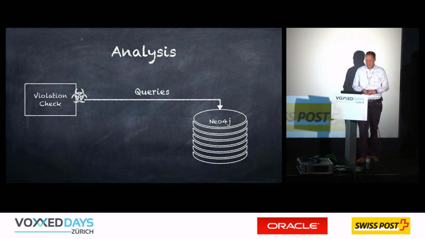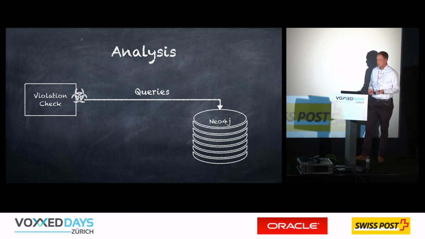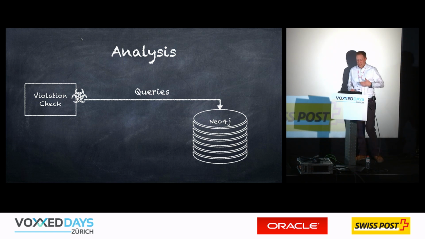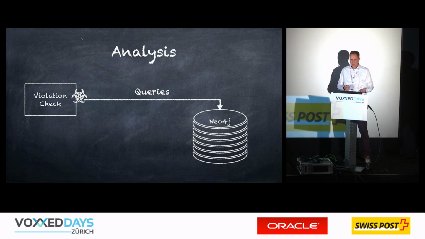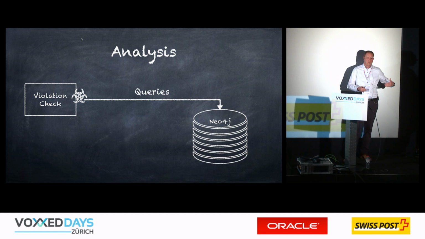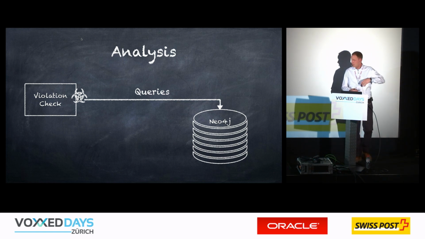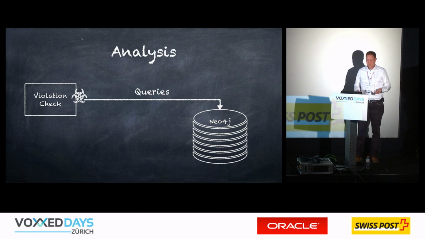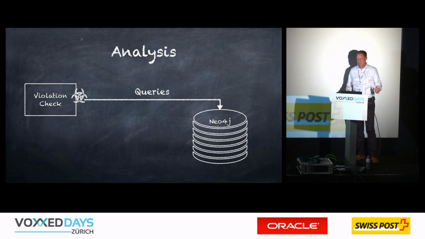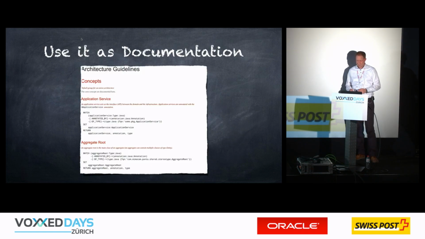And then once this code is parsed, we can write queries to check violations. So the idea is to say, for example, an application service is never allowed to return an aggregate root. And then you could write a query that checks if there is any application services that does that. And if one or more result is coming back, then your build is breaking. So you don't have to check that by hand. It's just done on every build.